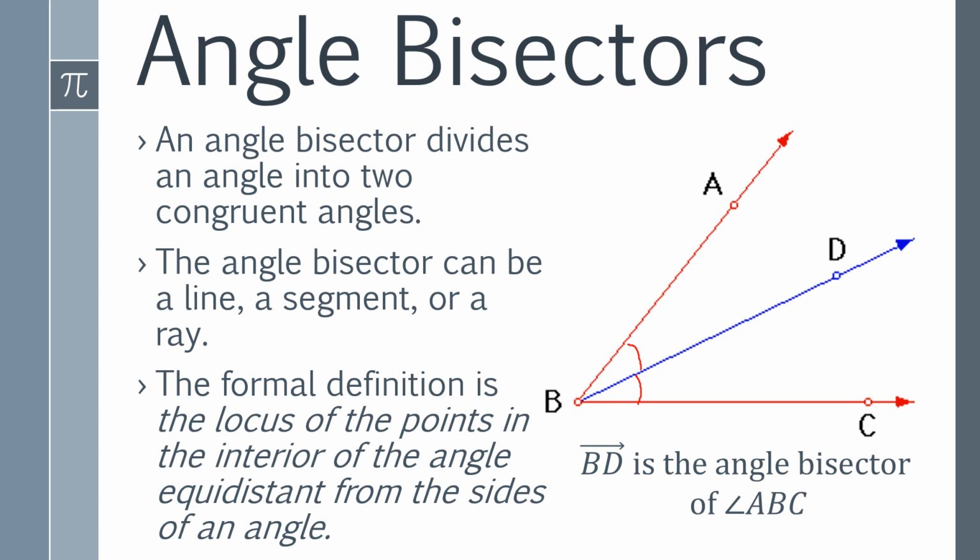Thank you. All right, so the formal definition is the locus of the points in the interior of the angle equidistant from the sides of an angle. So ray BD is the angle bisector of angle ABC in this picture.